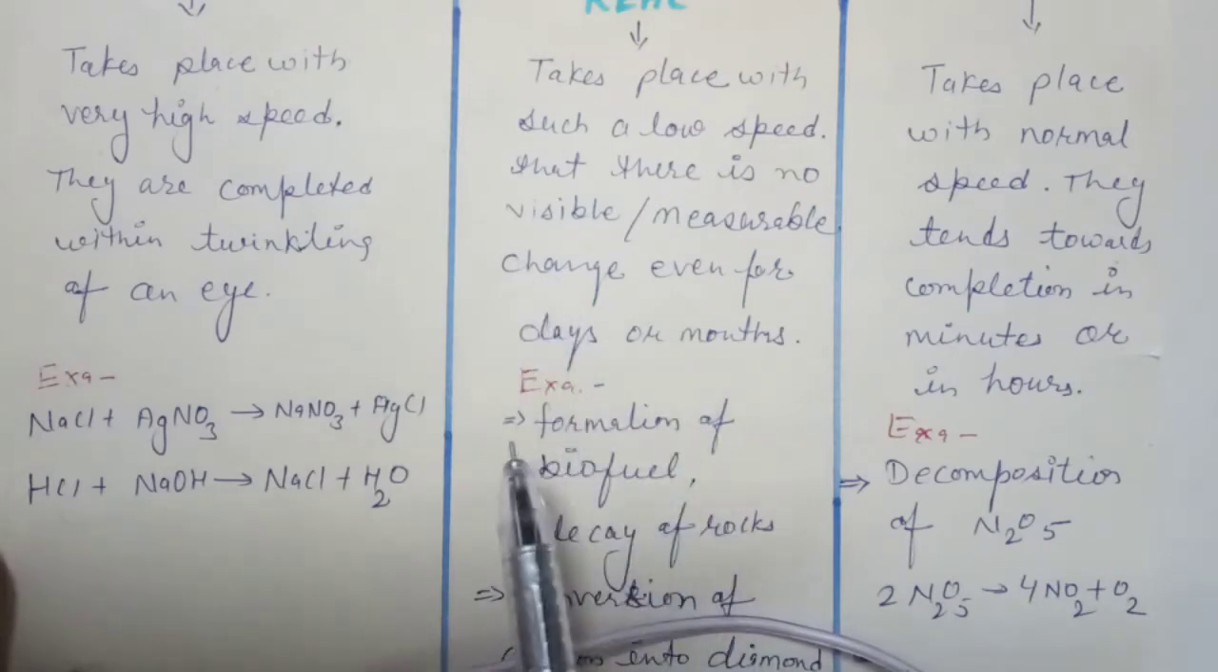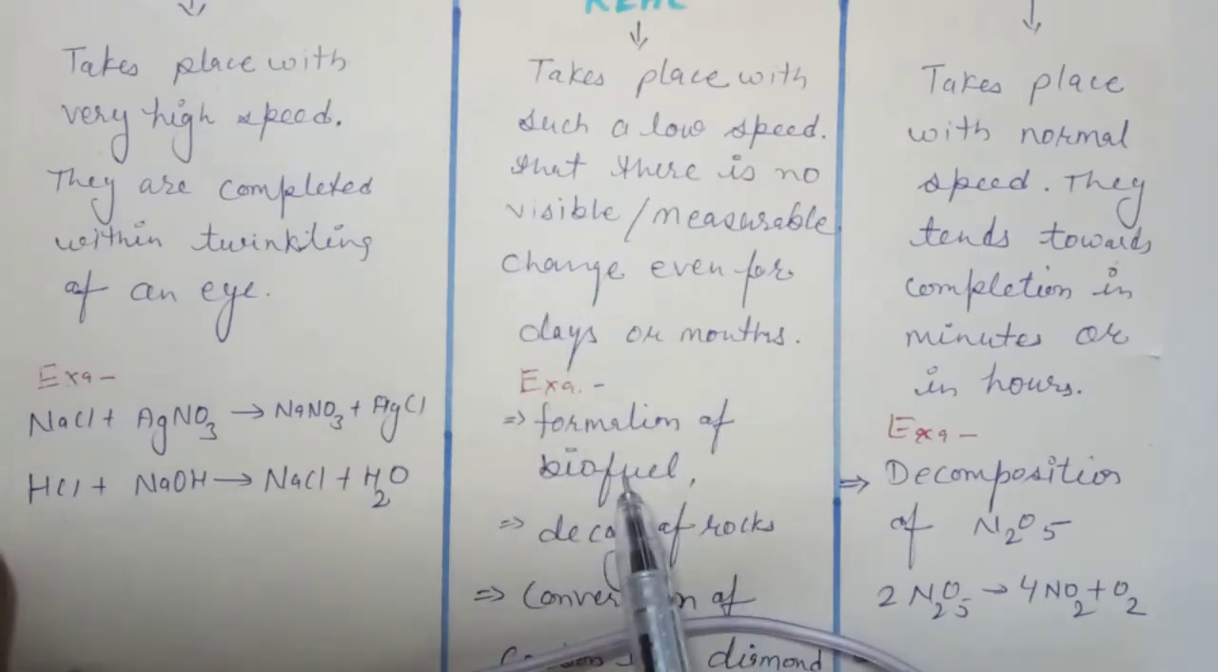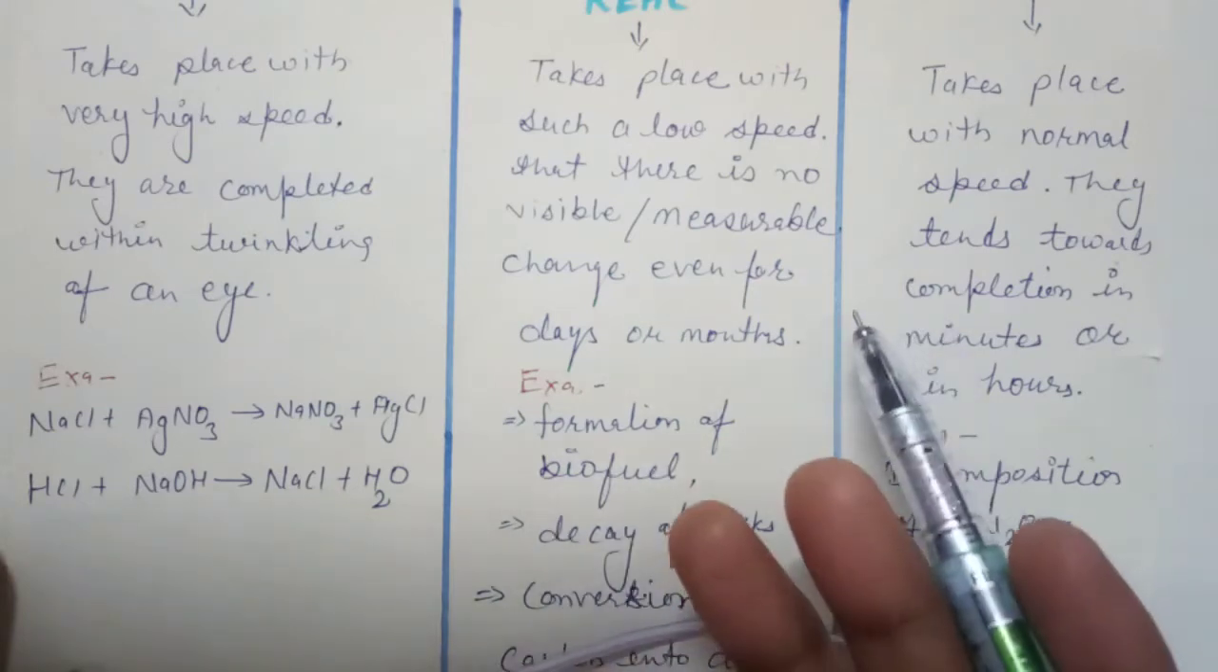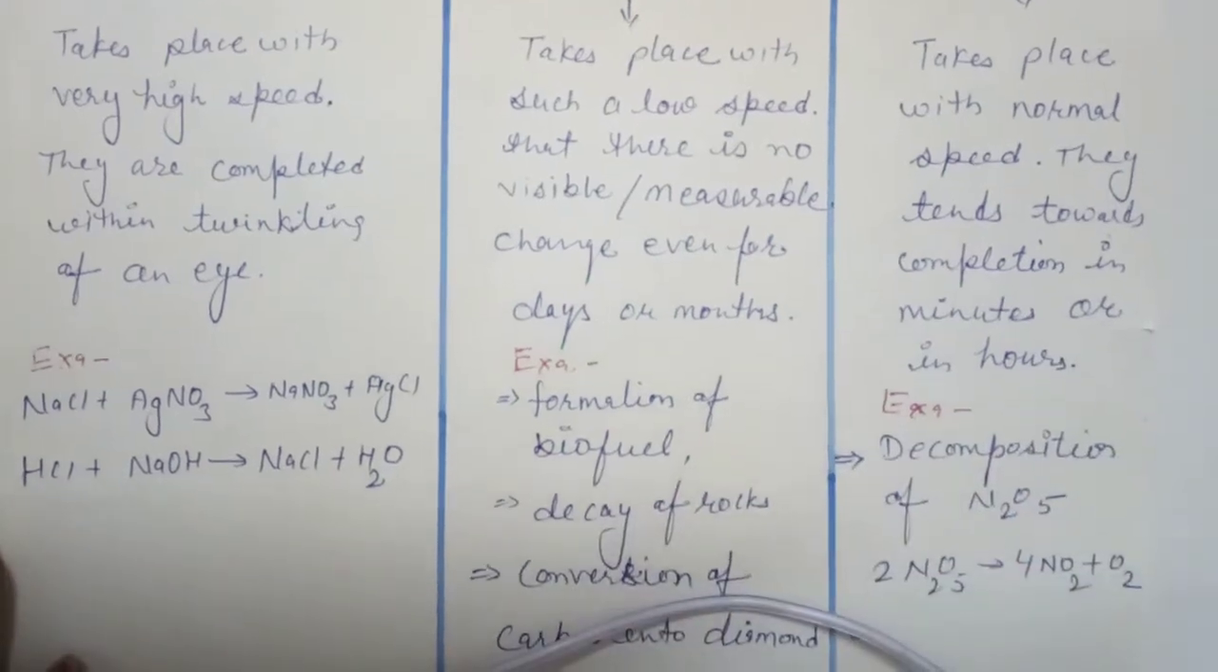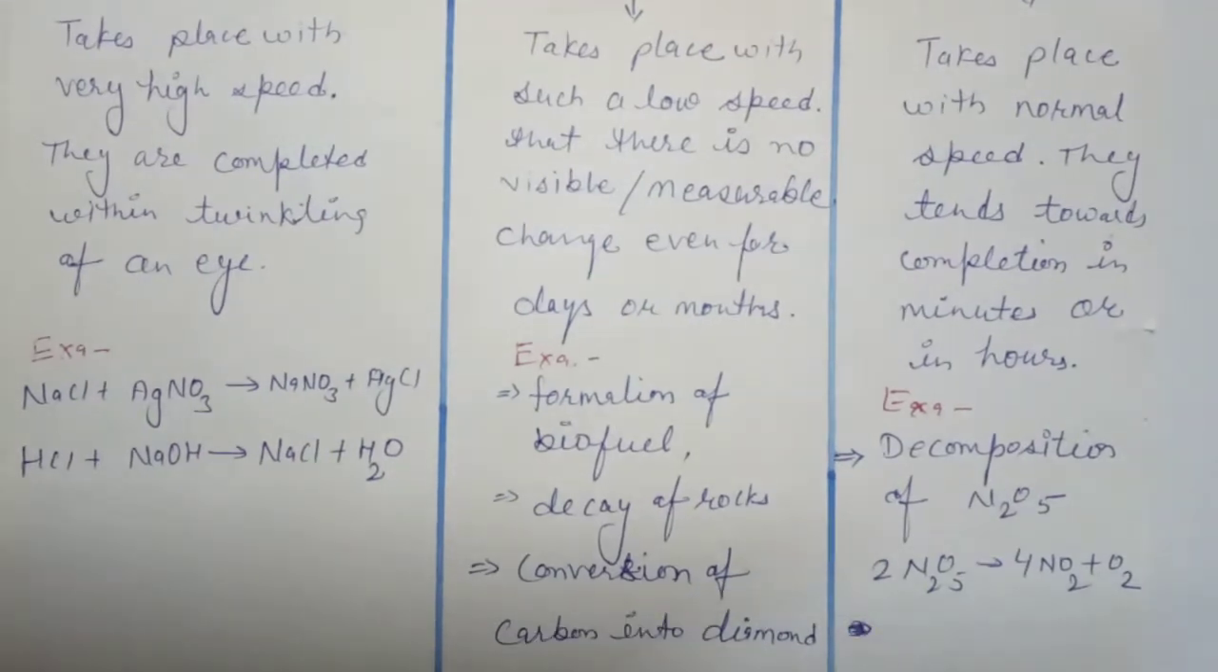Here, very slow reactions: formation of biofuels, or fossil fuel formation, decay of rocks, conversion of carbon into diamond. Okay, all these reactions are very slow and are completed in many years.